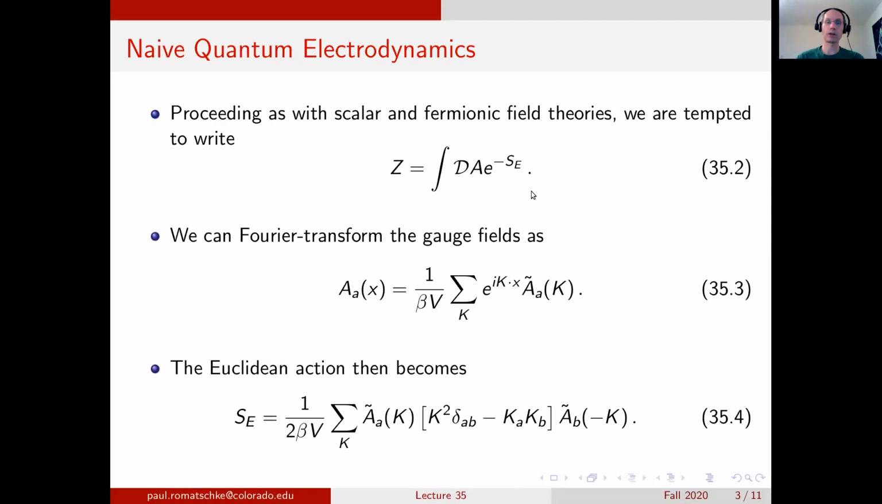Plugging this result into the Euclidean action, which is quadratic in the fields, lets us do the integral over spacetime. That gives us a delta function that lets us do one of the sums, so that we find that the Euclidean action is given as 1 over twice beta V times the sum over the Fourier wave vectors, and a quadratic action, which basically is such that we have a matrix k squared delta_AB minus k_A k_B in the middle.